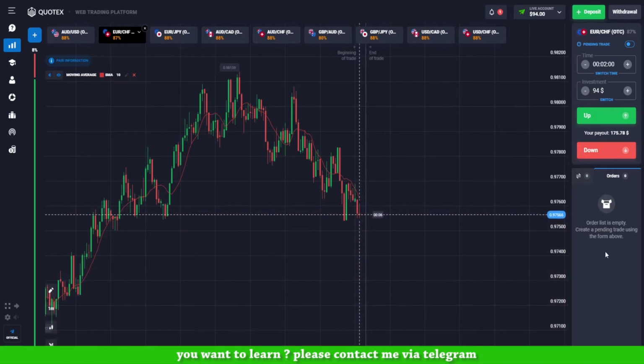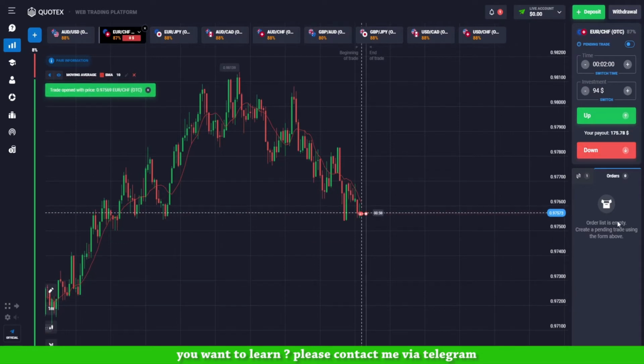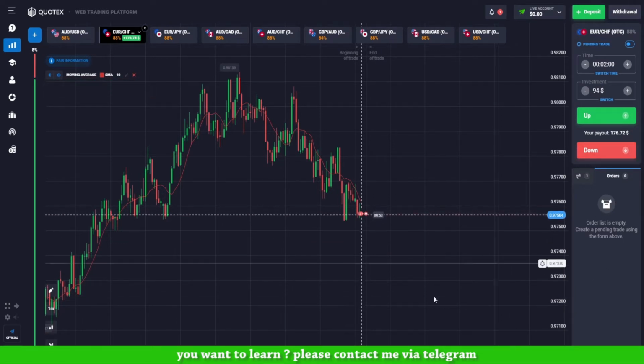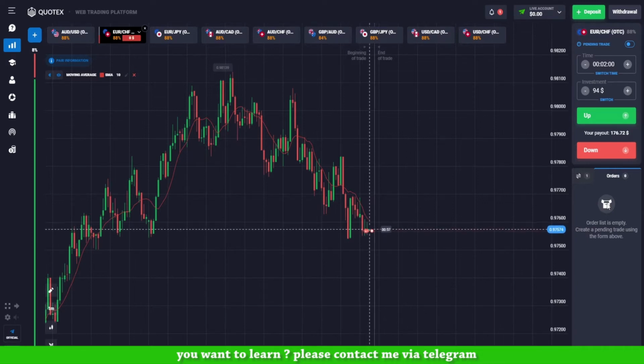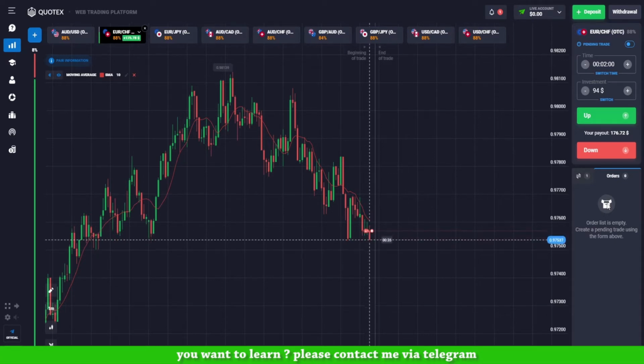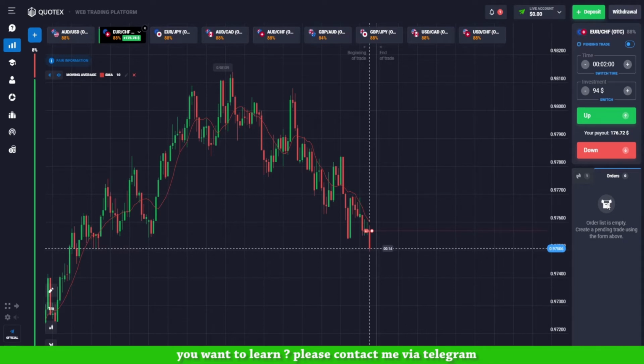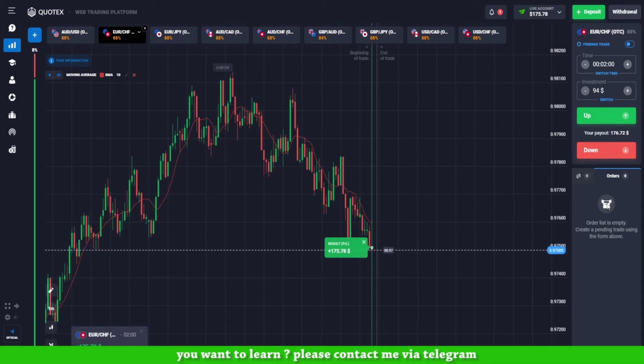Okay guys, here. This is the support point, and I'm sure this candlestick will break out again and penetrate the previous support, and I without hesitation enter 2 minutes down. Okay guys, I profit again.